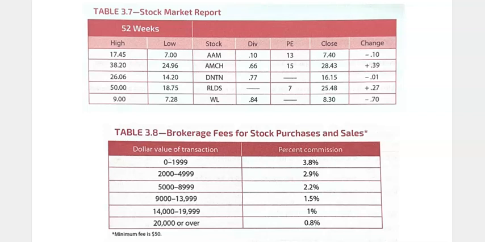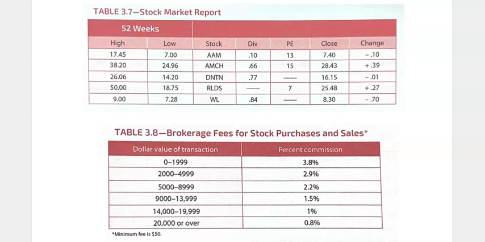The PE is the price to earnings ratio, so basically it's the stock price of a common share divided by the earnings per common share in the last 12 months. And if it's a higher number, then it means it's popular. If it's a lower number, it's not as popular. A popular stock to buy or sell.